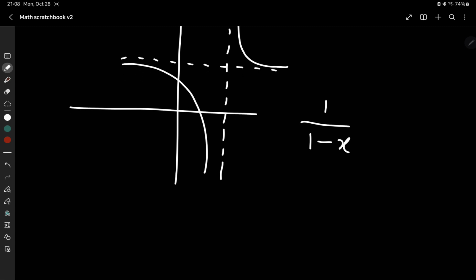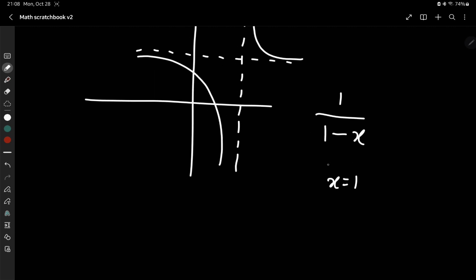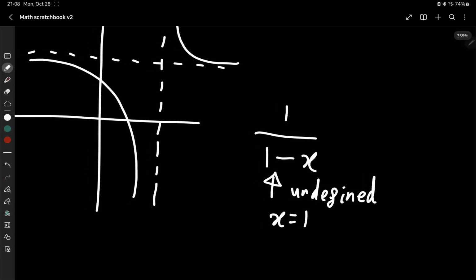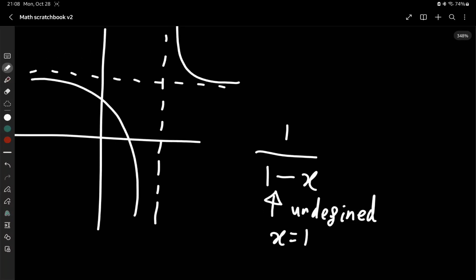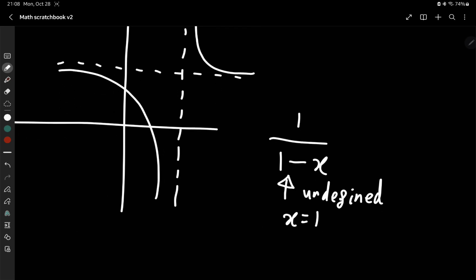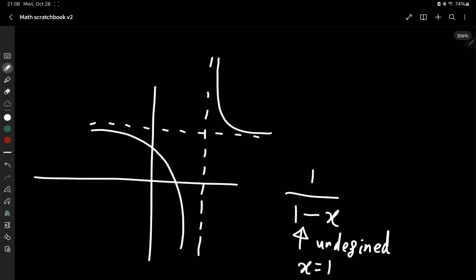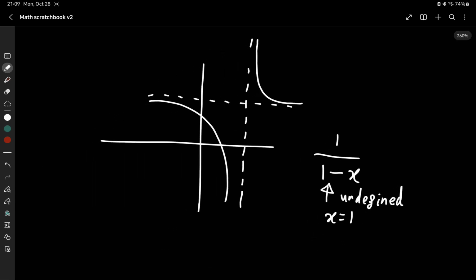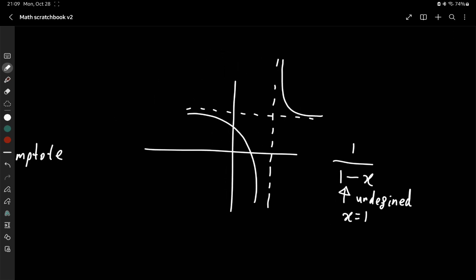this is undefined when x equals 1. And so from this, we can determine that, for example, the vertical asymptote will be at 1, because when we look at the graph, it never crosses x equals 1, and it just doesn't exist, because 1 over 1 minus 1 is 0, and you can't divide anything by 0, so obviously the function will then be undefined. So that's pretty much an overview of those types of asymptotes.